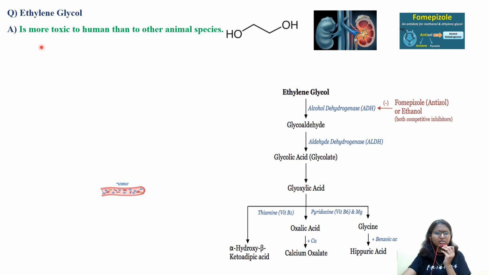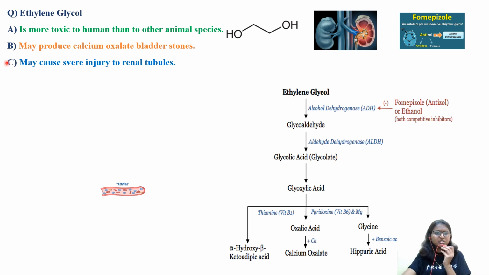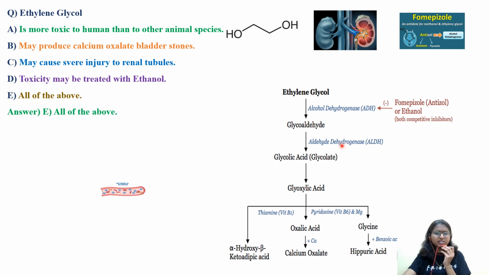The question is: ethylene glycol is more toxic to humans than to other animal species, option A. Option B, may produce calcium oxalate bladder stones. Option C, may cause severe injury to renal tubules. Option D, toxicity may be treated with ethanol. Option E, all of the above. So let's see what the right answer is. The right answer is option E, all of the above.